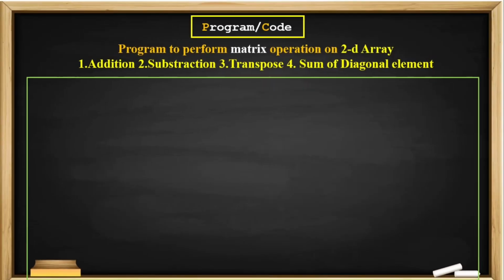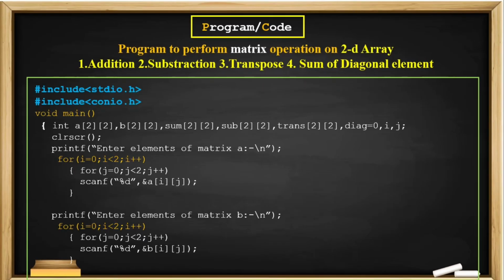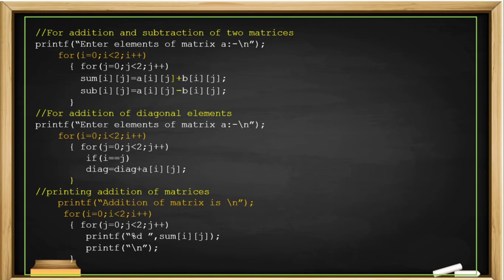Now we will write the actual code to perform matrix operations. First of all, the standard library files such as stdio.h and conio.h are included. In the main program, we will initialize two-dimensional matrices A and B, and matrices for storing results as sum, sub, trans, and a variable to store the sum of diagonal elements, that is diag equal to 0, is also initialized. First, we will enter the elements of matrices A and B. As the length of the code is more, it is continued in the next slide.